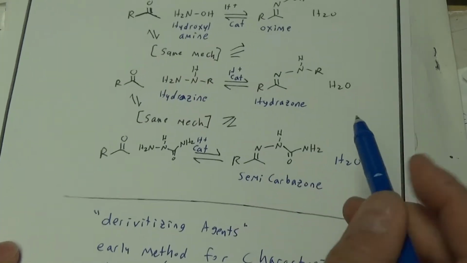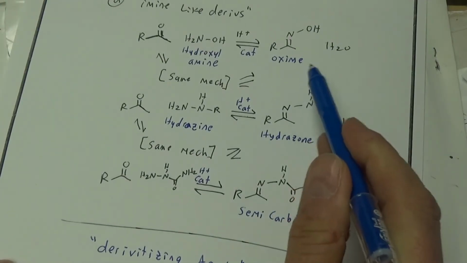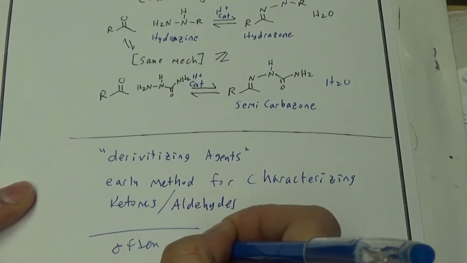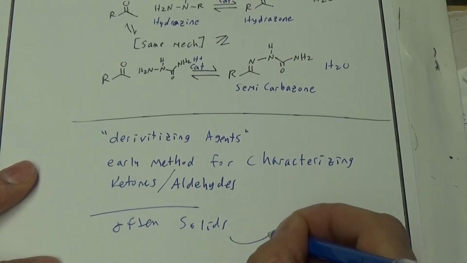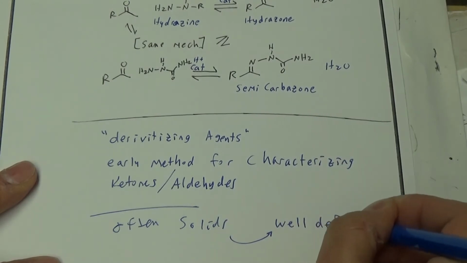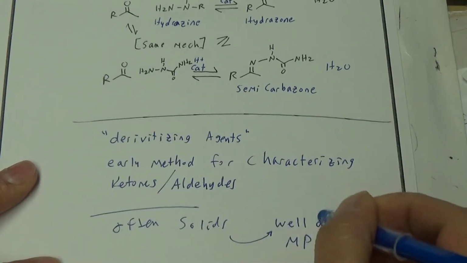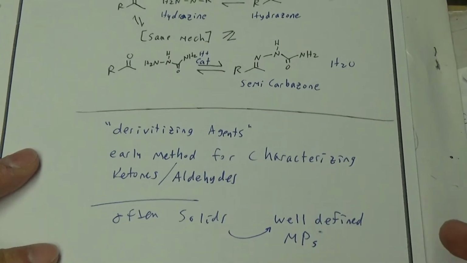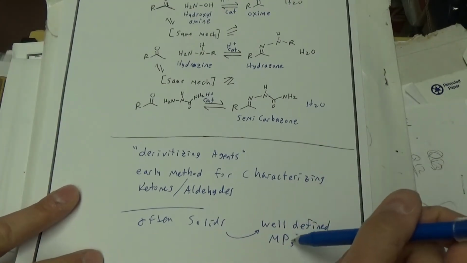What's cool about them is they're often solids, right? They're often crystalline solids. And when you have solids, you have well-defined melting points. Okay, so way back before we had NMR, we could do melting points for hundreds of years. Melting points was a very easy technology.